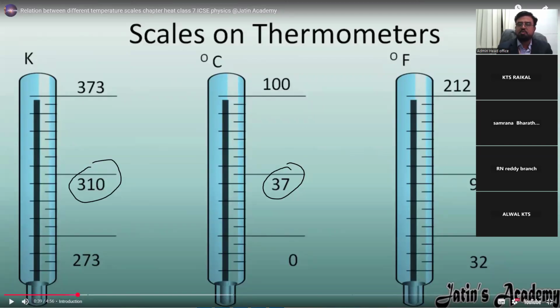Similarly, same temperature in Fahrenheit is 98.4. That is the normal human body temperature. 37 degrees in Celsius scale, 98.4 in Fahrenheit scale, 310 in the Kelvin scale. But generally, we'll measure only in the Celsius, but they are given the normal temperatures there clearly, right?